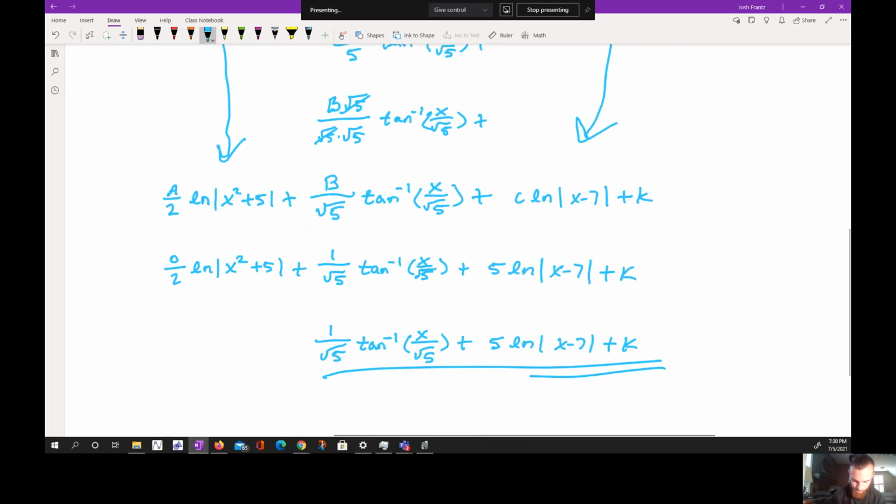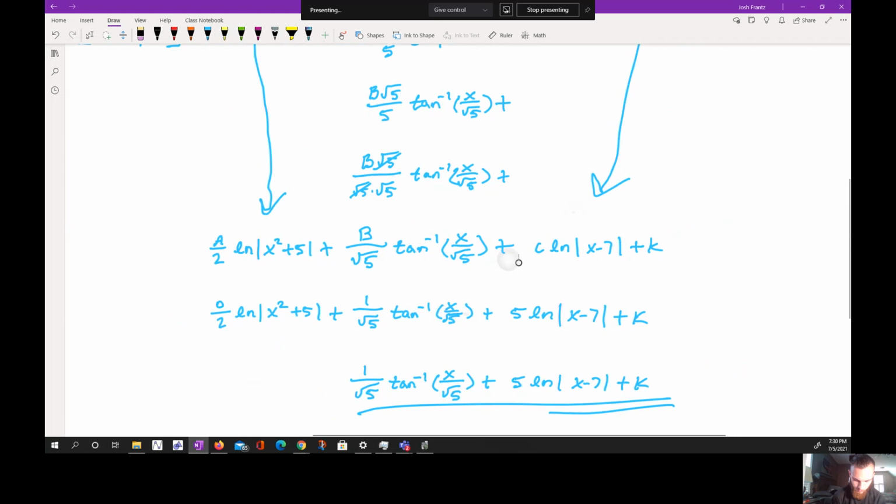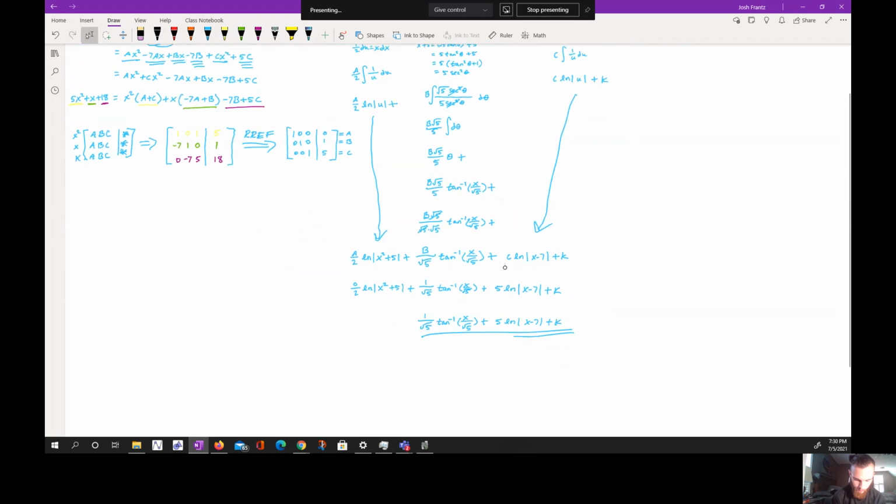So that's how we do partial fraction decomposition.